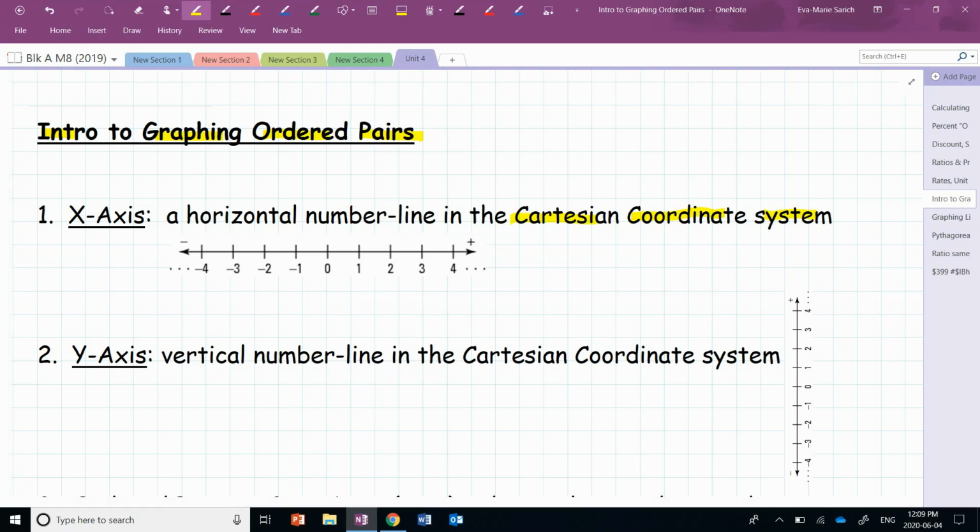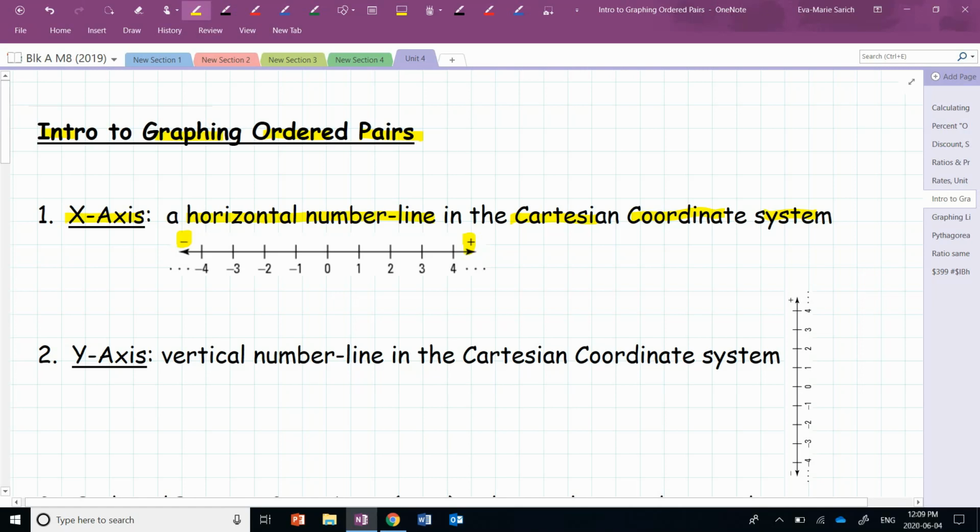And to start off with, we need to know that there is an x-axis on this graph, and it is a horizontal number line. So here's an example of a number line, right? And you know in the middle is 0. To the left is the negatives. And just moving to the left of the 0, we get -1, then -2, -3, -4. And moving to the right of 0, we get 1, 2, 3, 4, and those are in the positive direction.